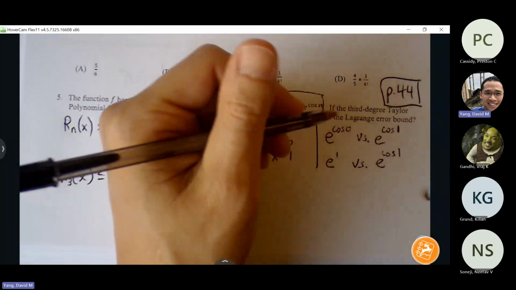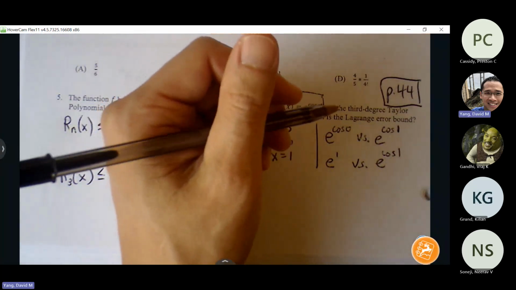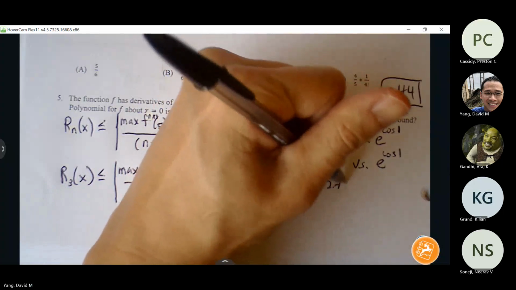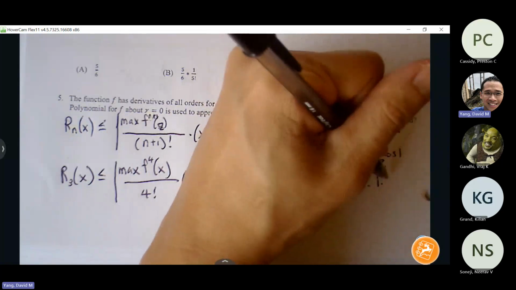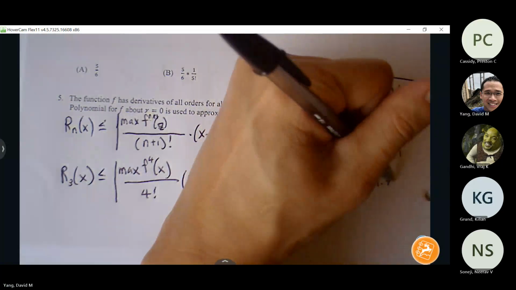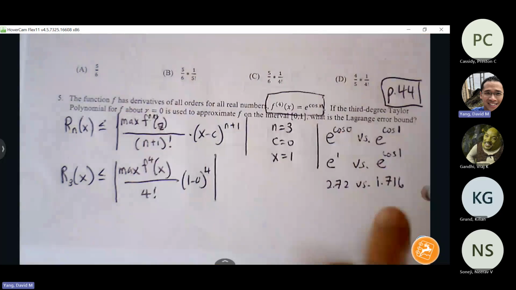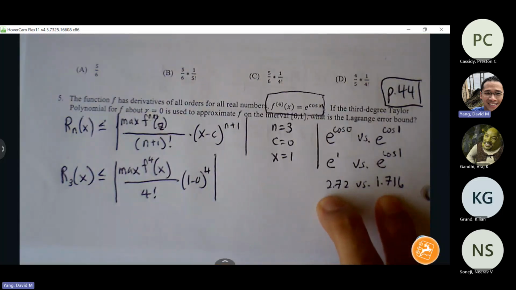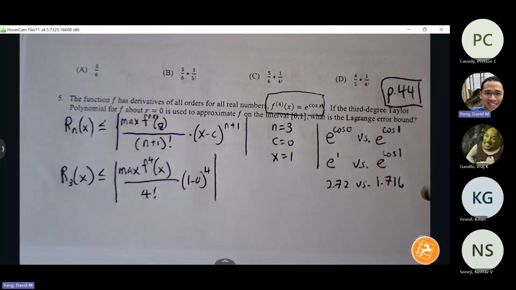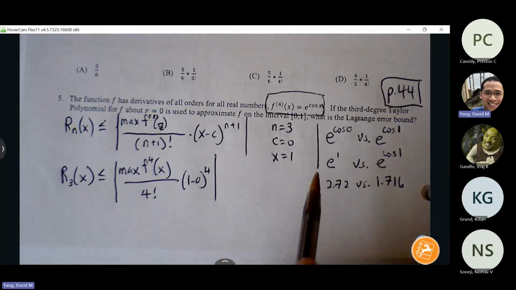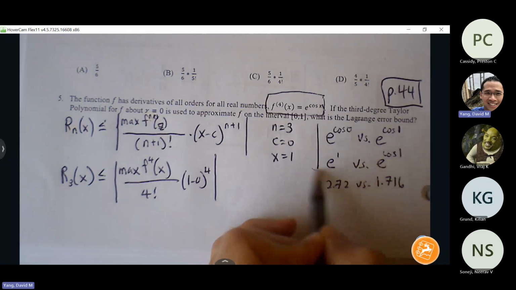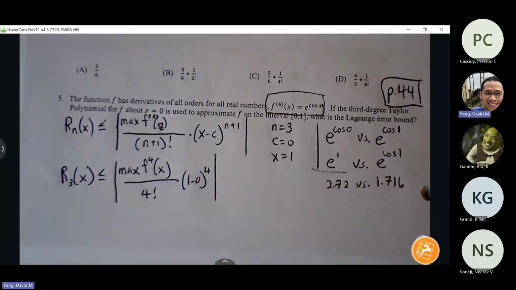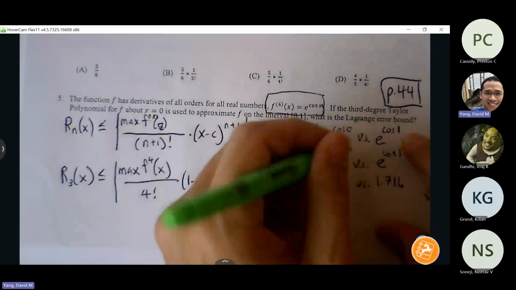You plug in the calculator, e to the first power is 2.72. And e to the cosine of 1 is 1.716. Okay, so e to the cosine of 0 is going to produce the larger value, which is e to the first power. So we're going to insert this into the max value.